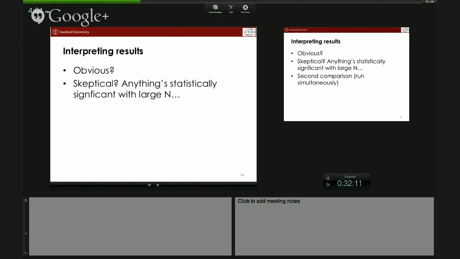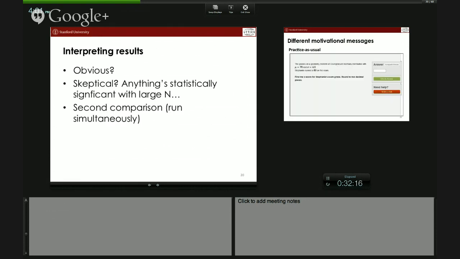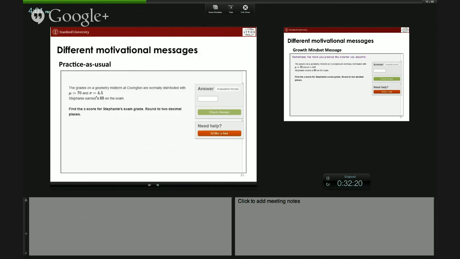You're just throwing things out, you're bound to find something. So I'm trying to address those by actually thinking about a second comparison that had a pretty important theoretical point. So this is a third condition. We actually had 6 in all, but these are the key ones.